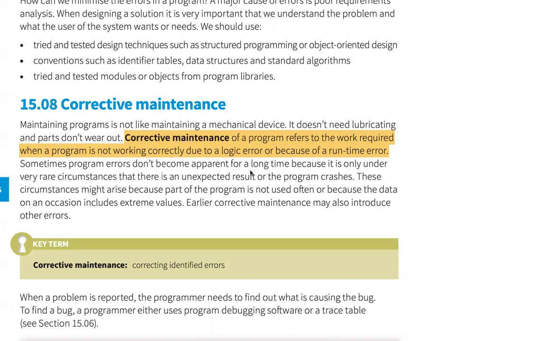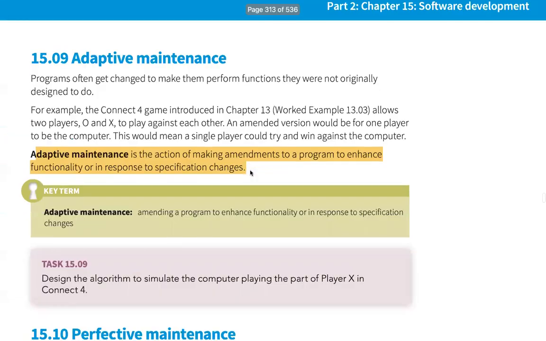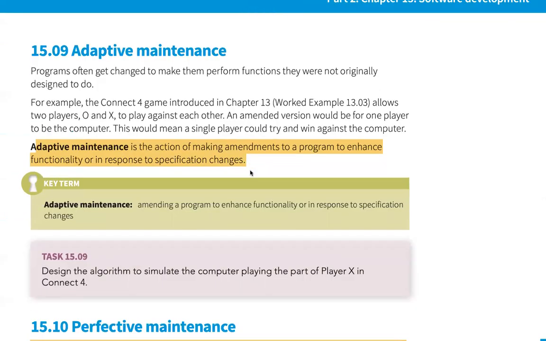So I repeat, corrective maintenance is carried out when we are solving a logic error or a runtime error that may have occurred on the client side when the client was using the software. Okay? So that's corrective maintenance. Then we have adaptive maintenance. Adaptive maintenance means the software is working fine. There's no problem in it. There are no bugs in it, but the client has some new requirements.